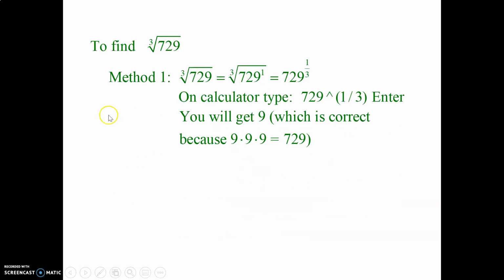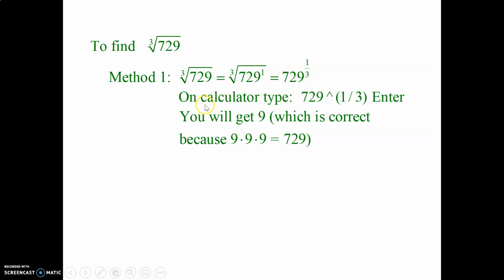Method number 1. This is the cube root. There's an invisible 1 on the 729, so I put that over here. Okay, then I can rewrite this without that radical symbol as 729 to the 1/3 power. So this is the index number, and this is the power on your main number, so the power goes over the index number. So that's 729 to the 1/3 power.